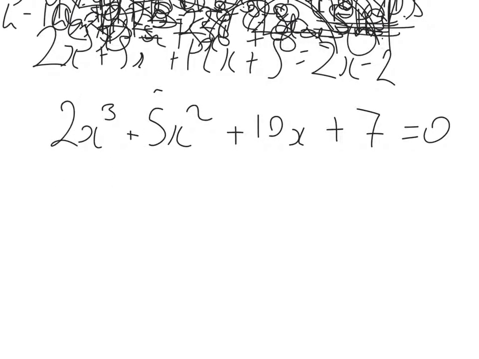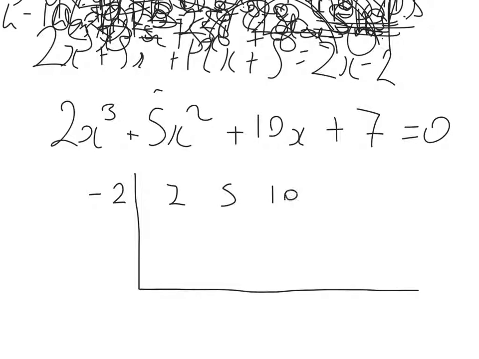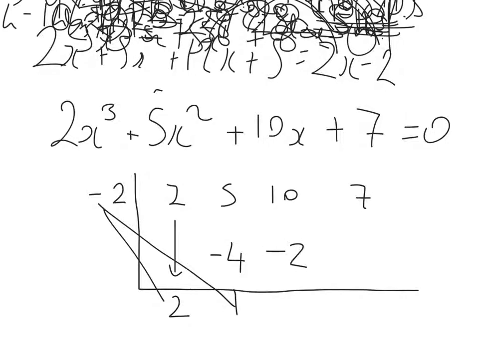Okay, so we're looking to prove that there's a point of contact at minus 2, minus 8. So I can use synthetic division. So I should find that minus 2 gives me a 0 remainder and will factorise. So the coefficients are 2, 5, 10 and 7. So drop 2 down multiplied by minus 2 will be minus 4. 5 minus 4 is 1. Times by minus 2 is minus 2. 10 minus 2 is 8.